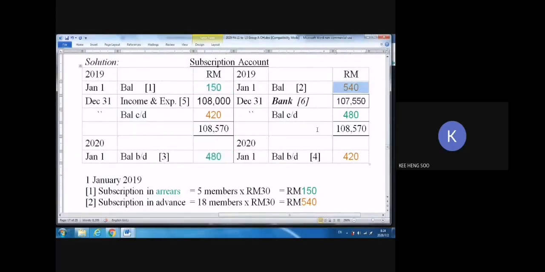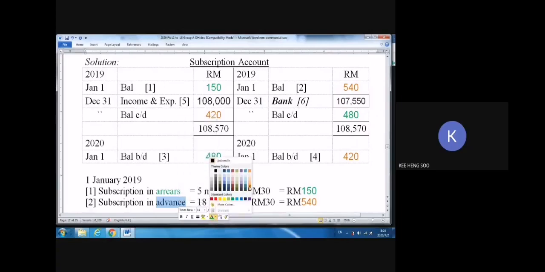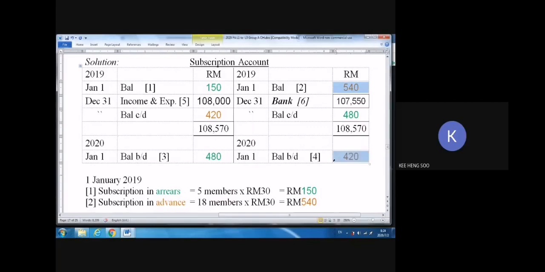And if a member wants to pay in advance, so the member pays you in advance, for me, I receive the money extra already. So I owe the member. So that's why it becomes my liability on the credit side. And I refer to the balance brought down.